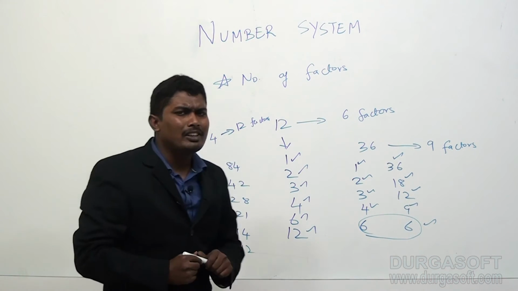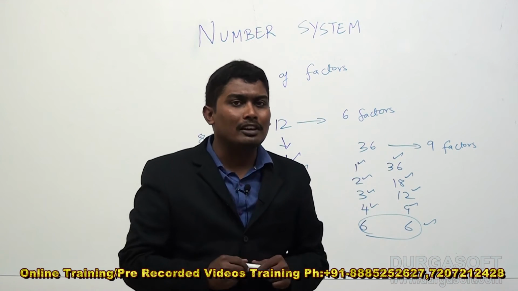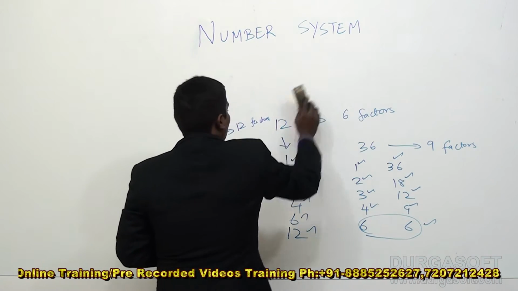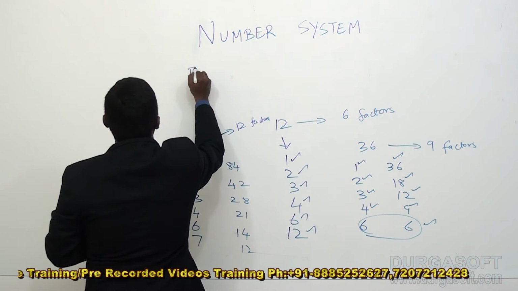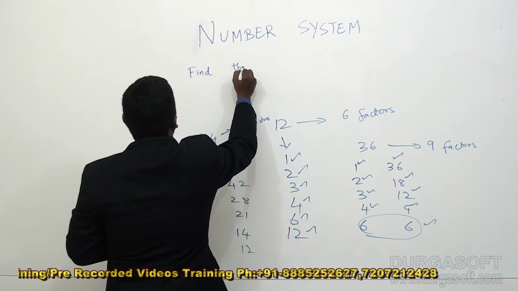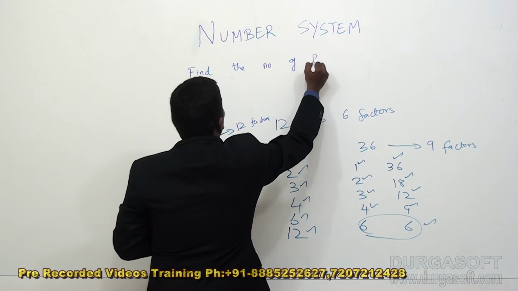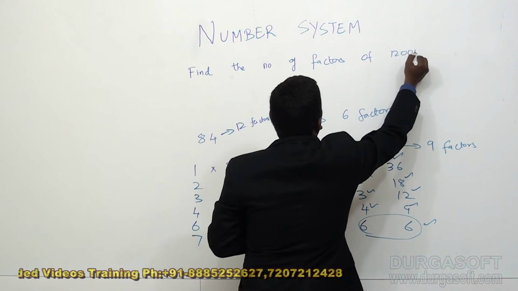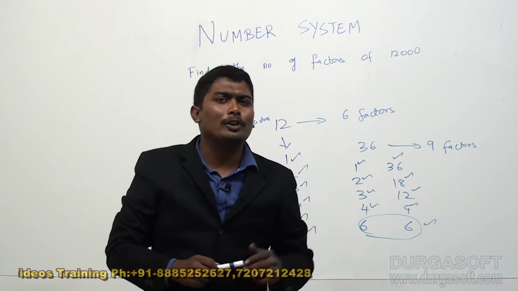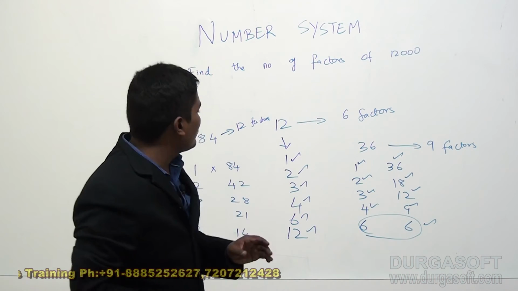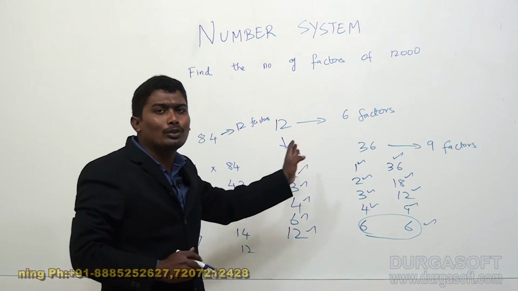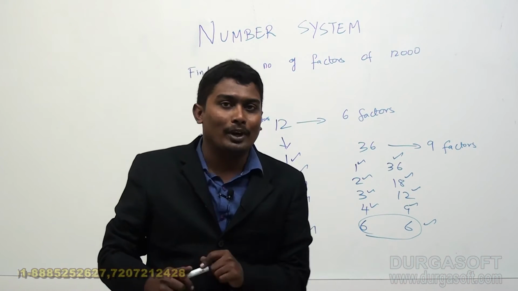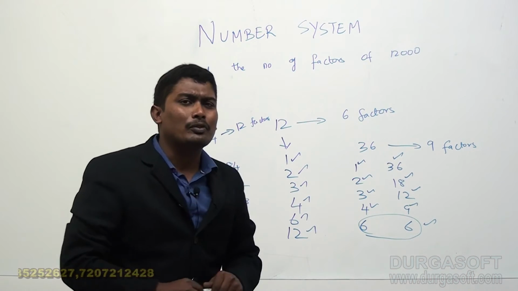Now this method will work for smaller numbers. What if I give you a bigger number? Let's say there is an interview question that is like this. Find the number of factors of 12,000. So you will have to find the number of factors for this number 12,000. Now if you see 12,000, I can write it as 1 into 12,000, 2 into 6,000, 3 into 4,000, and so on. If you are doing it in this method, in the entire exam, I think you can write this one question and come back. So definitely this method might not work for bigger numbers.